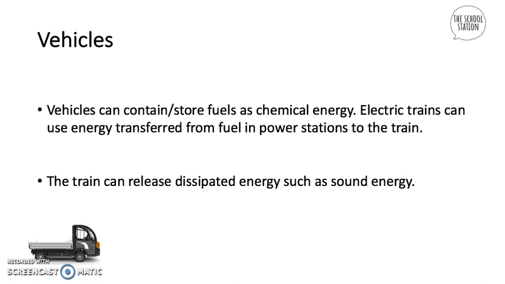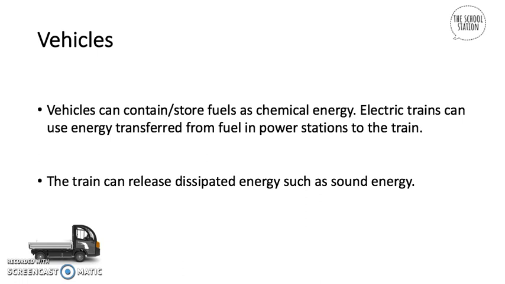So the first thing that you have to know is we have to actually relate this to our real life. In real life, we use different types of vehicles every single day, for example cars, buses, trains, and even things like ships. These vehicles store fuels inside them, and these fuels allow them to move. These fuels have chemical energy inside them, and that chemical energy gets transferred into kinetic energy for the vehicle to be able to move.